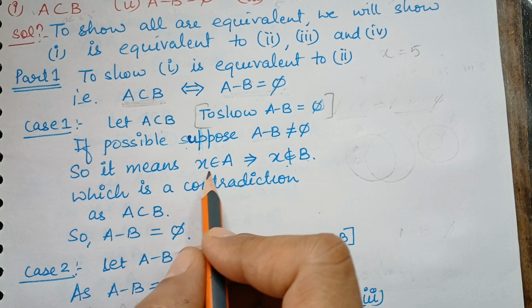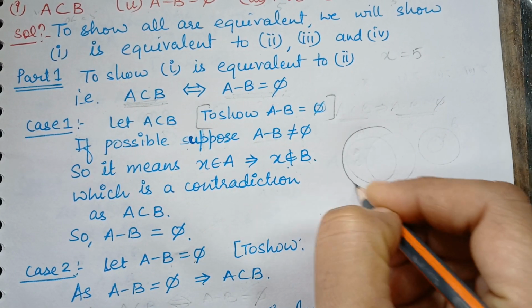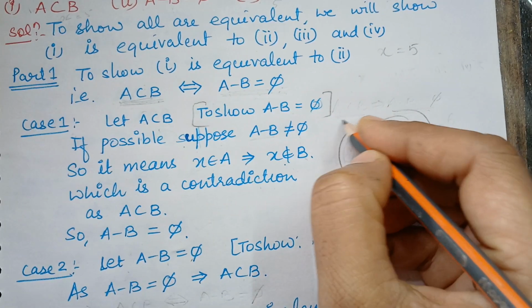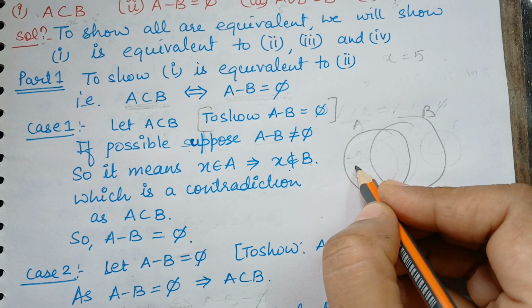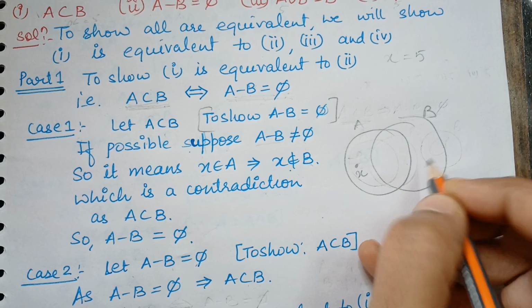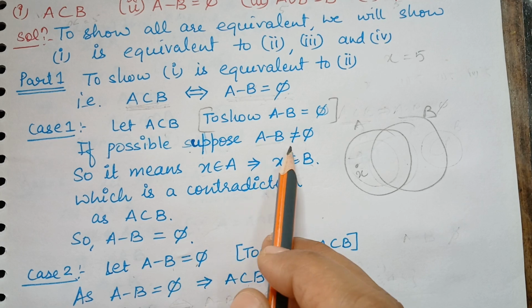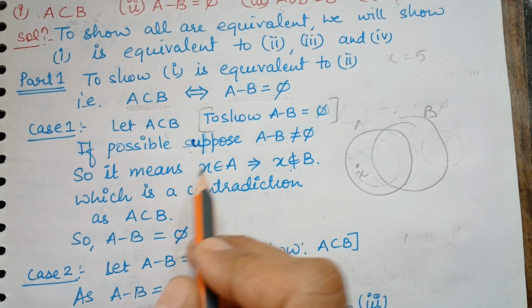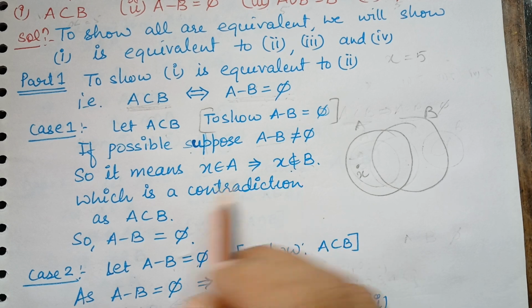So, it means x belongs to A implies x doesn't belong to B. Why? Because suppose this is A and this is B. If A minus B is not equal to 5, it means there is some element in A which is not there in B. Then only their difference is not equal to 5. So it means x belongs to A implies x doesn't belong to B, which is a contradiction.